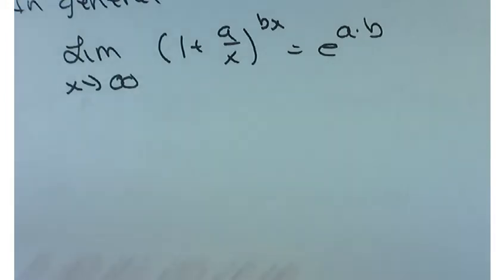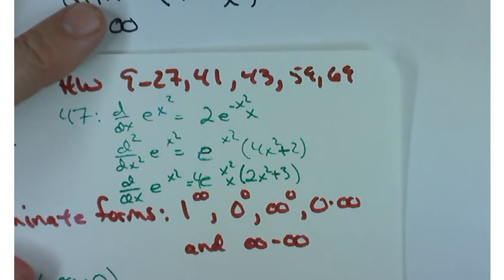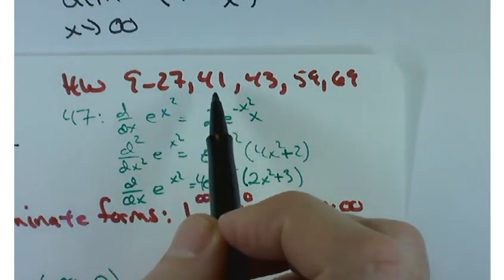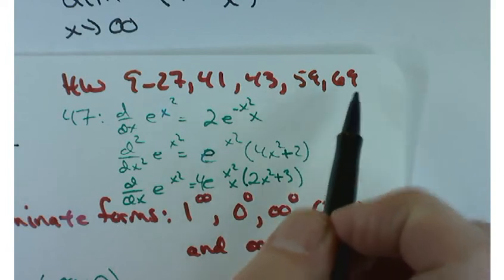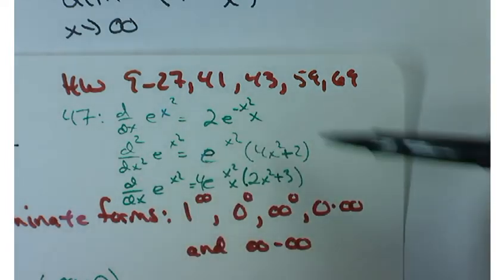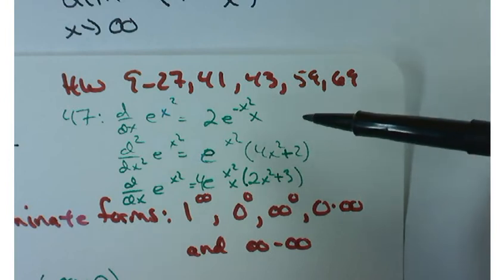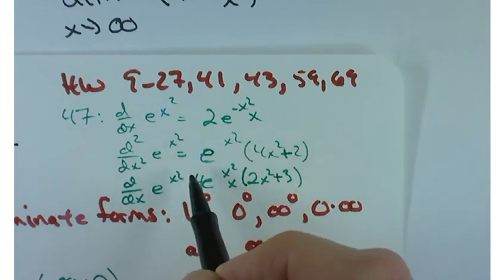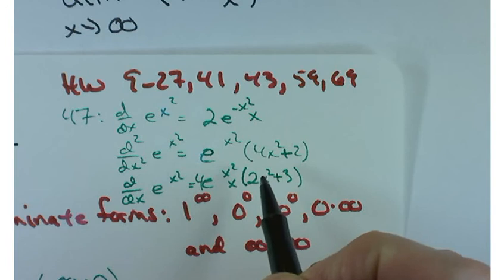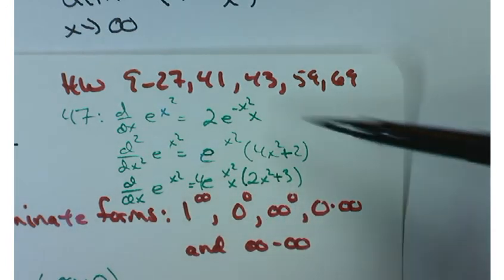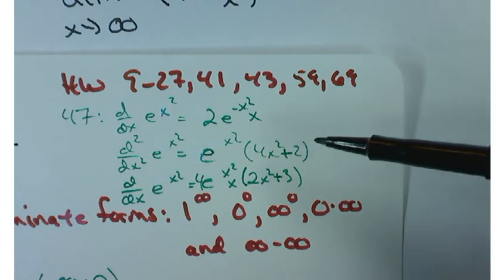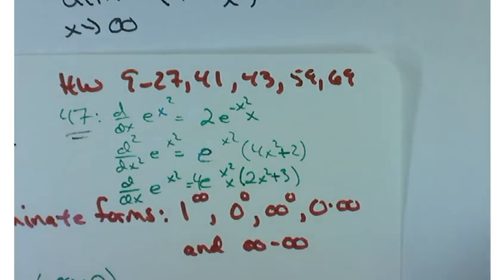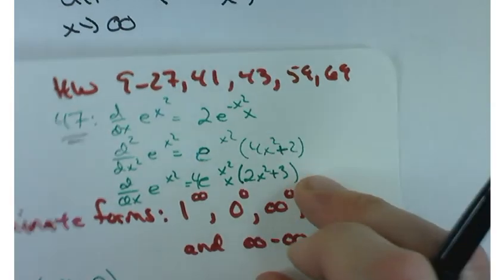So let me give you some homework. So 9 through 27, 41, 43, 59, and 69. And for 47, I did you a little solid here. I calculated a few derivatives for you. Derivative of e to the x squared. Well, because you're going to have to do repeated. I did want you to do 47. You know what? Skip it. Maybe we'll make that an extra credit question.